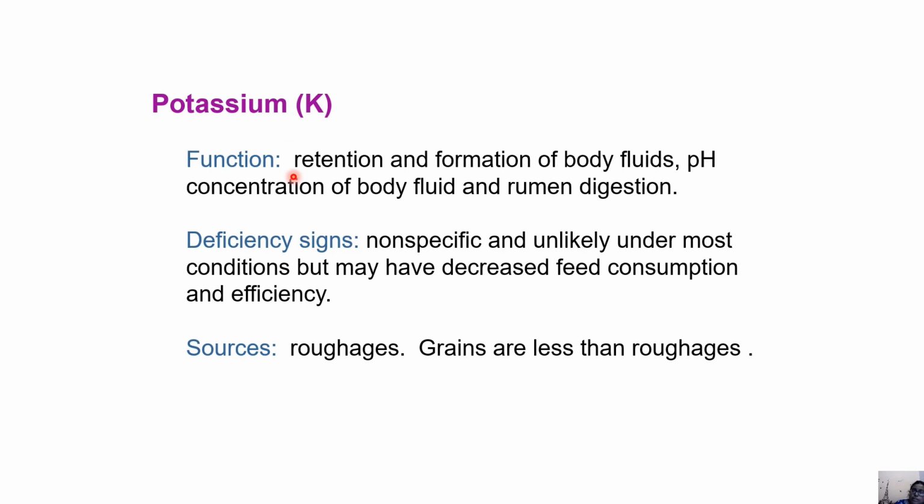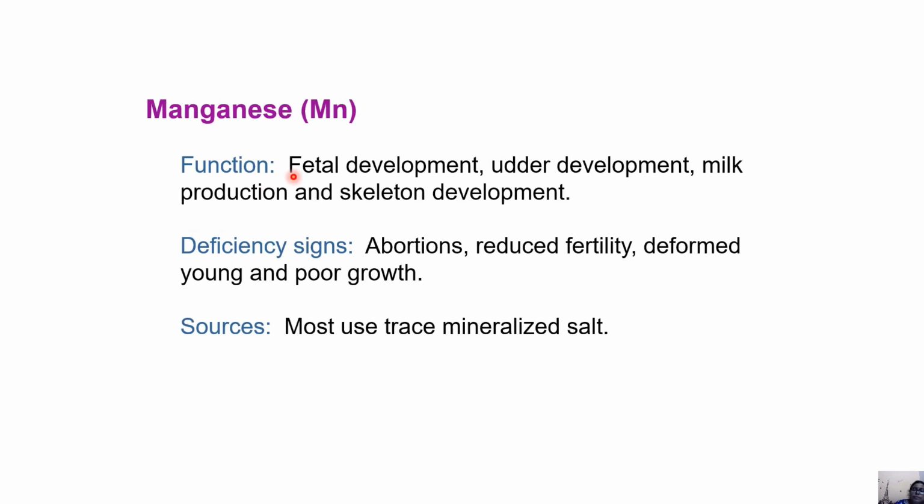Potassium: retention and formation of body fluids, pH concentration of body fluid, and rumen digestion. Deficiency signs are non-specific and unlikely under most conditions. Manganese will be helpful in fetal development, adult development, milk production, and skeleton development. Deficiency will cause abortion, reduced fertility, deformed young, and poor growth. Sources will be trace mineralized salt.